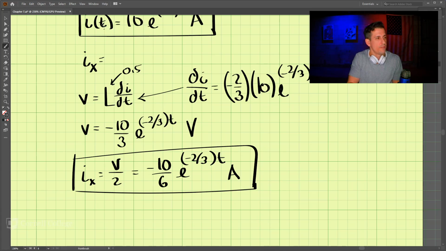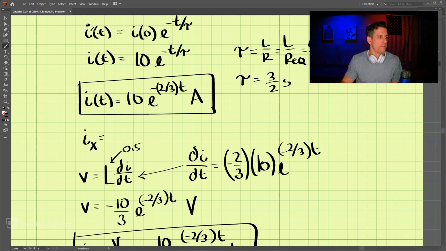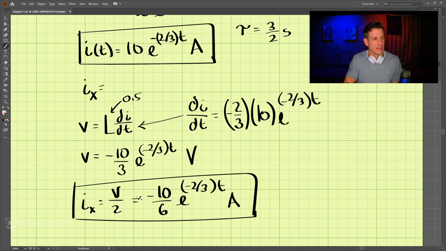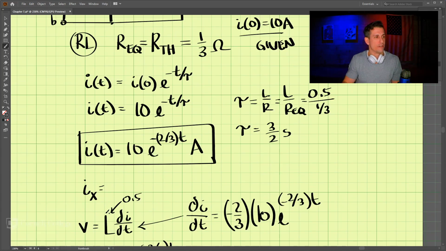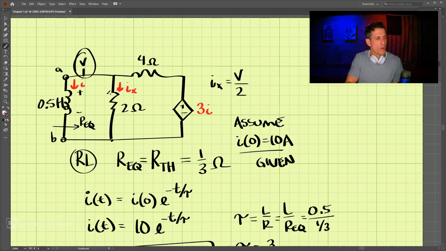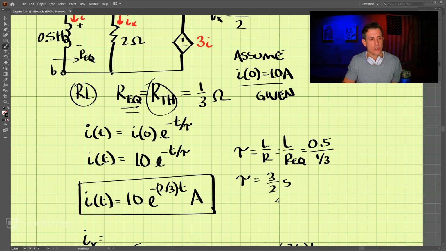So we have solved for the current going through the inductor and the current going through the resistor here. And the way we did that is finding the equivalent resistance, or R Thevenin, for this circuit, and then we can use the equation for the time constant here. And getting that time constant, then we can use our general formula for current through an inductor right here. Okay.